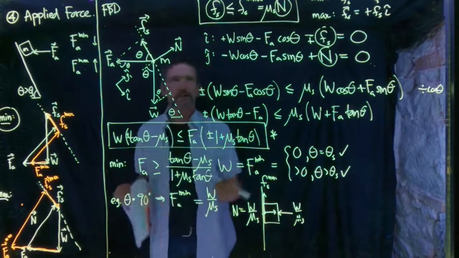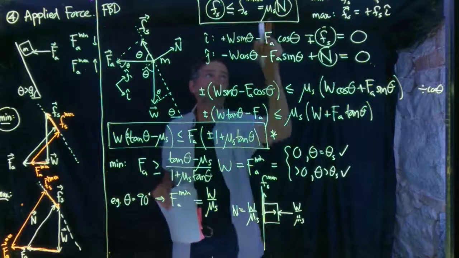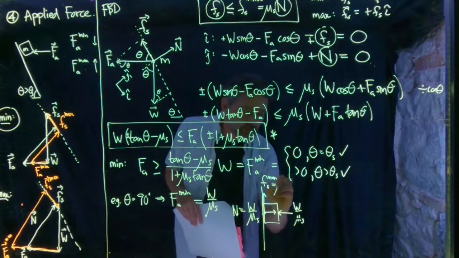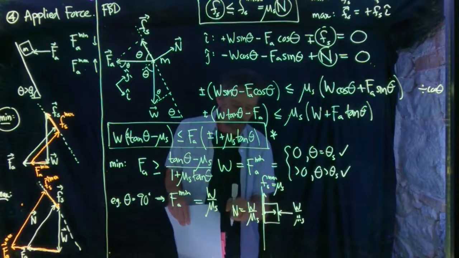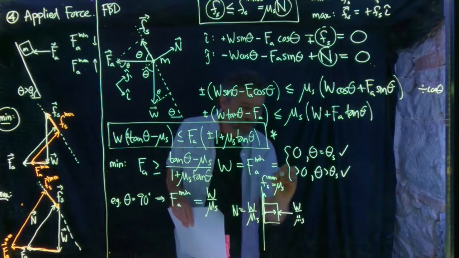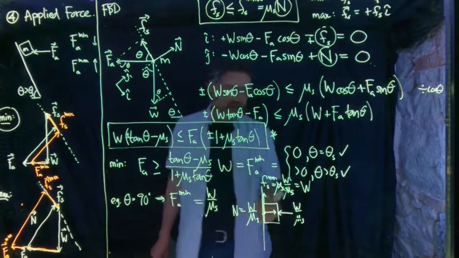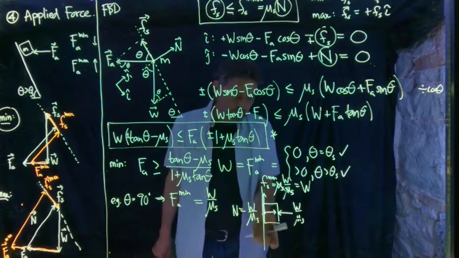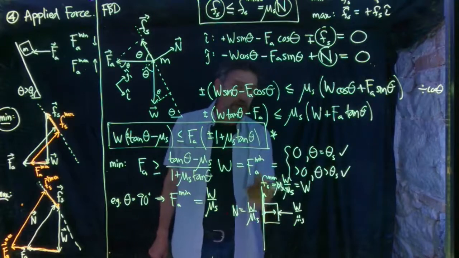Well, what is Fs maximum? Fs maximum is mu s times the normal. So that's equal to mu s times the normal. Well, what's the normal? That's the weight divided by mu s. The mu s cancels, and it's the weight. Well, that's interesting. So it's saying that to keep the block from accelerating down, the force of static friction is exactly equal to the weight.